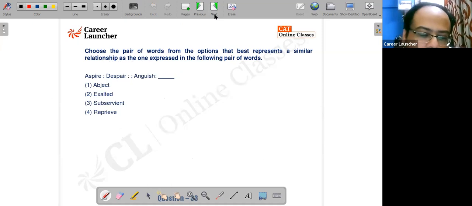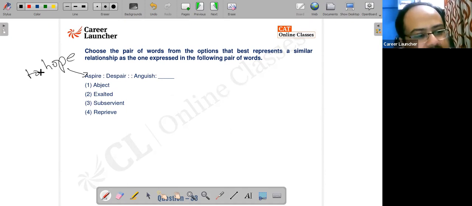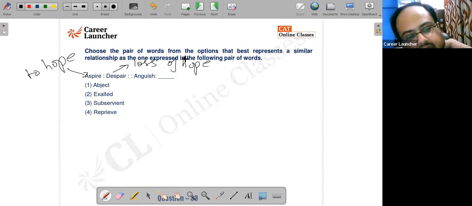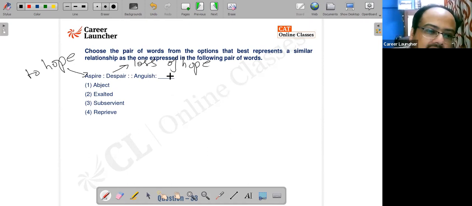Let's come to the next one. Aspire is to despair as anguish is to what? Aspire means to hope. What is despair? Despair is loss of hope or to lose hope, noun or a verb, either way. Aspire is to hope, despair is loss of hope. So aspire and despair are antonyms and opposites. Aspire is a positive word, despair is a negative word.